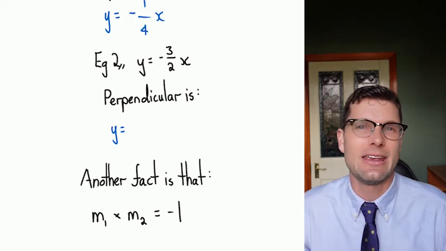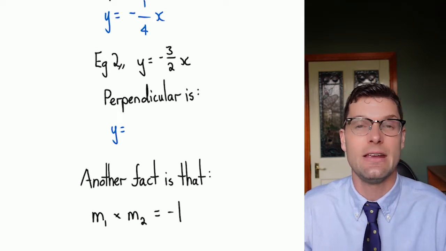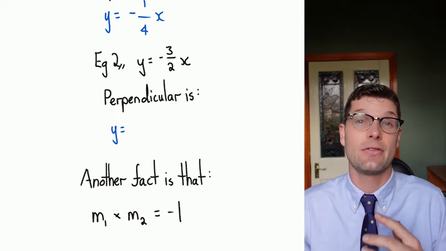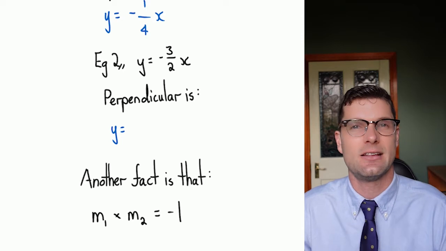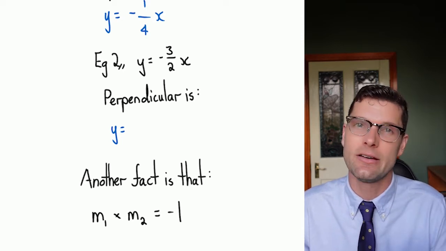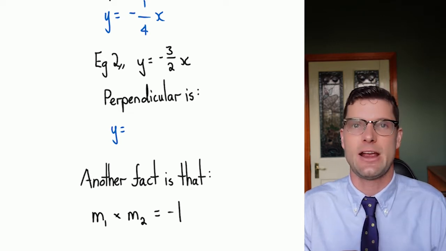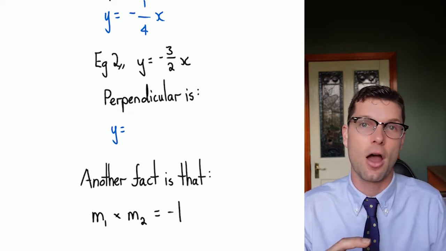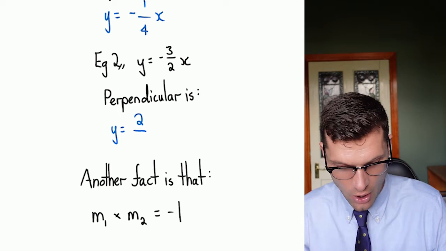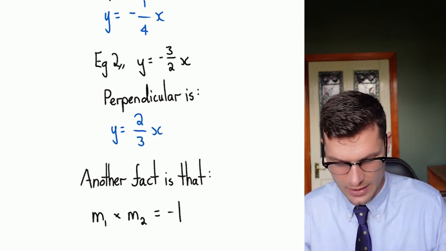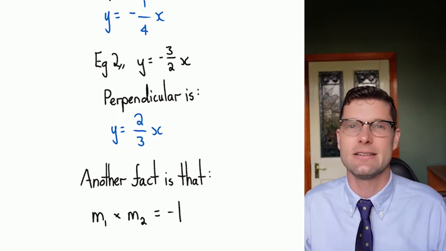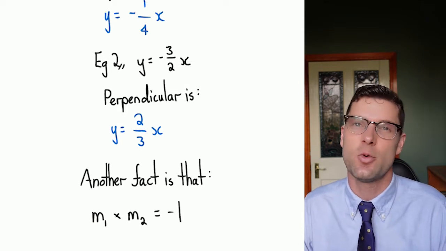So another example here is if I've got y = -3/2 x, the gradient of the perpendicular line is going to be the opposite sign. So for this one, it's going to be positive and it's going to flip the fraction. So instead of 3 over 2, I've got 2 over 3 and the line is just 2/3 x. Again, the y-intercept doesn't matter. The gradient is what's important.